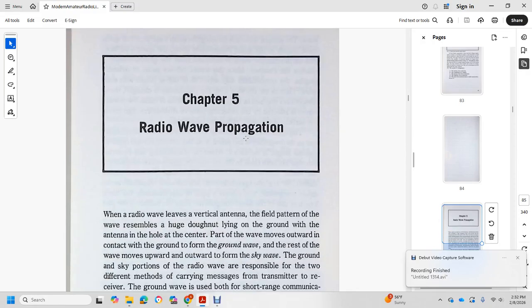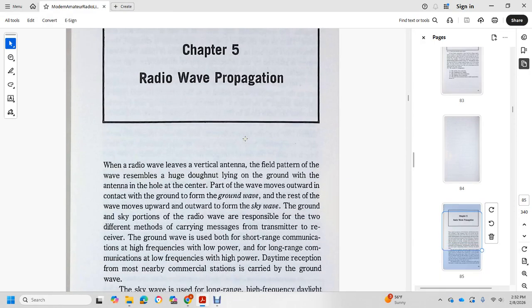Chapter 5: Radio Wave Propagation. When a radio wave leaves a vertical antenna, the field pattern resembles a huge donut with the ground over the antenna. The part of the wave that moves outward, in contact with the ground, forms the ground wave. The rest of the wave moves upward and outward to form the sky wave.